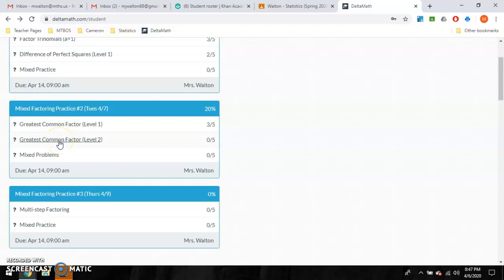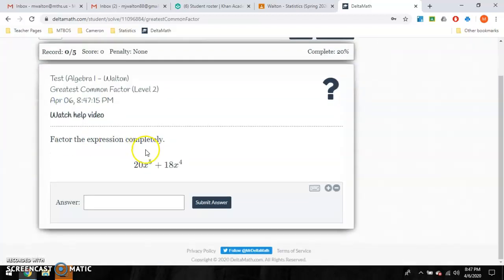All right, let's bump it up to level 2. Ooh, all right. So in these, we have coefficients, we have numbers, we have a 20 and an 18. I'm looking for a common divisor, but I also have variables. I have x to the 5th power, and I also have x to the 4th power. Looking at these, I see 20 and 18. Both of those are divisible by 2, so I'm going to go ahead and factor out a 2.